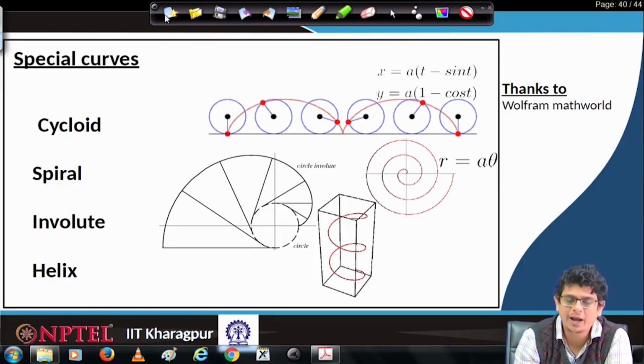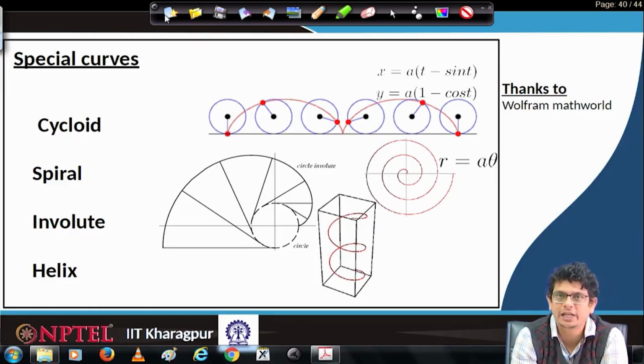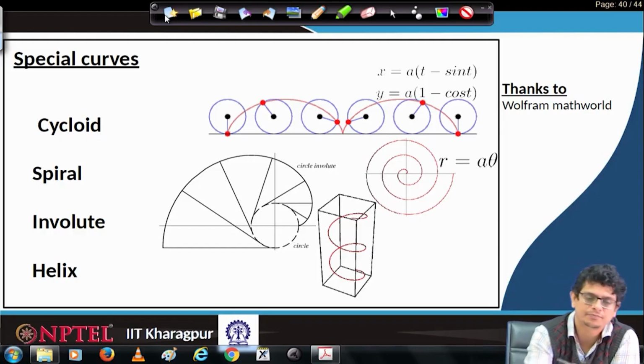In spirals, the radius is continuously increasing or decreasing. For a helix, the radius is nearly constant, but the axial direction, the z axis, increases.